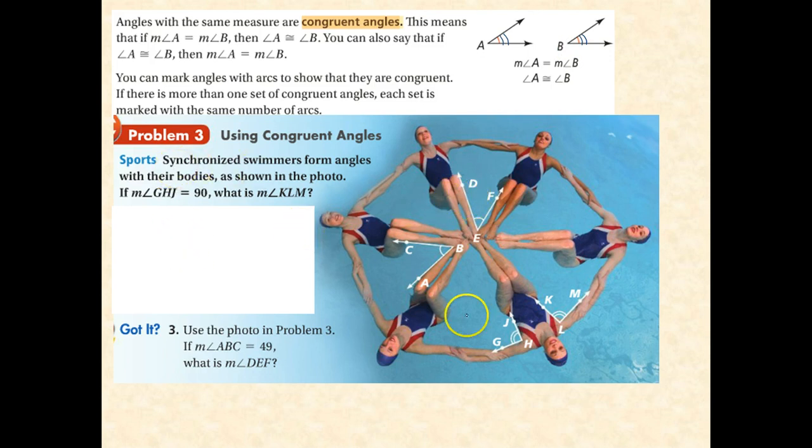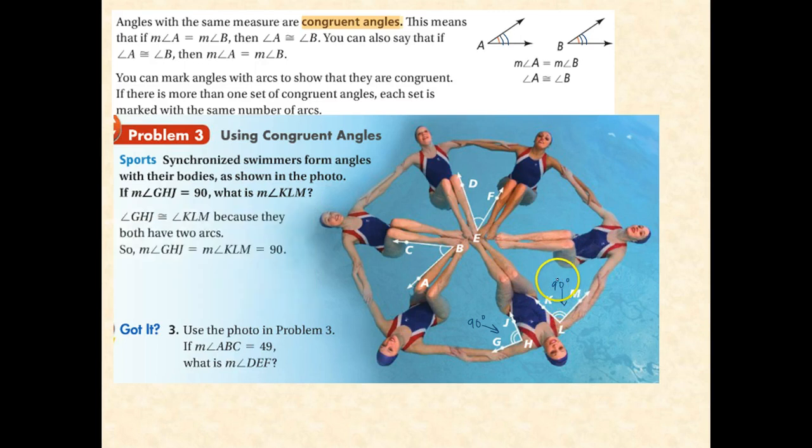So these synchronized swimmers form angles with their bodies, as shown in the photo. If the measure of angle GHJ, that's barely a J, GHJ is 90 degrees, so this is 90 degrees. What is the measure of angle KLM? Well, I got two little arcs here and two little arcs there. That means this must also be 90 degrees. Bada boom.